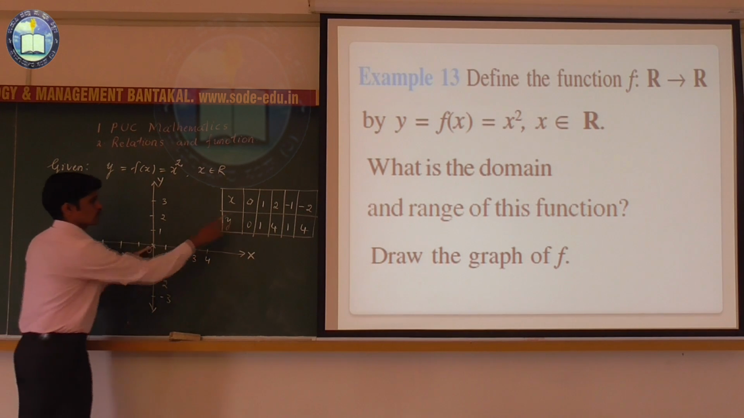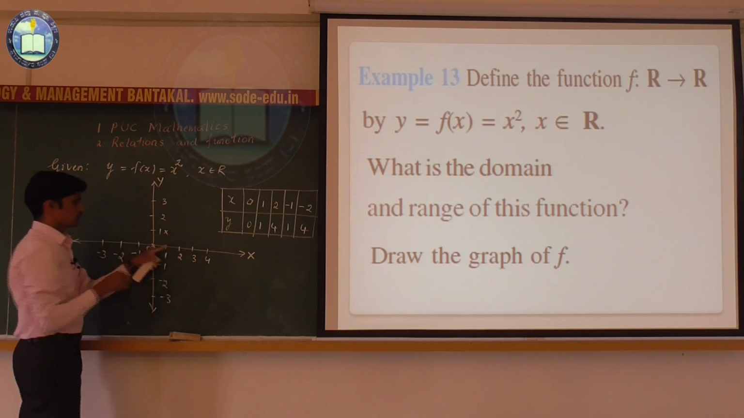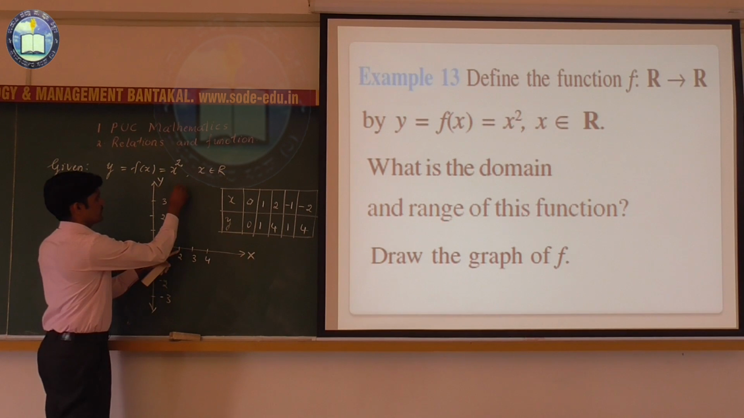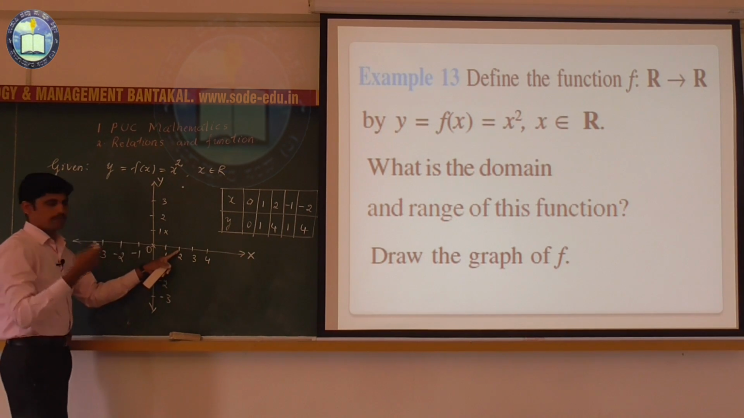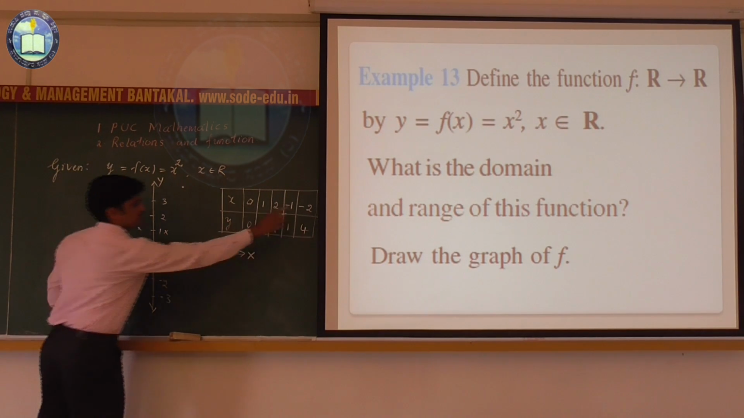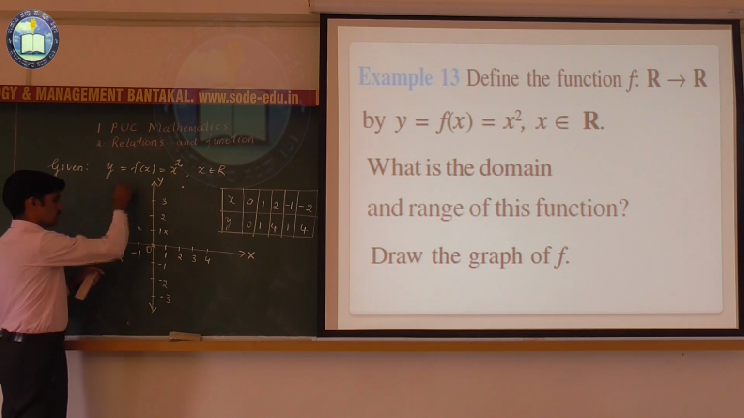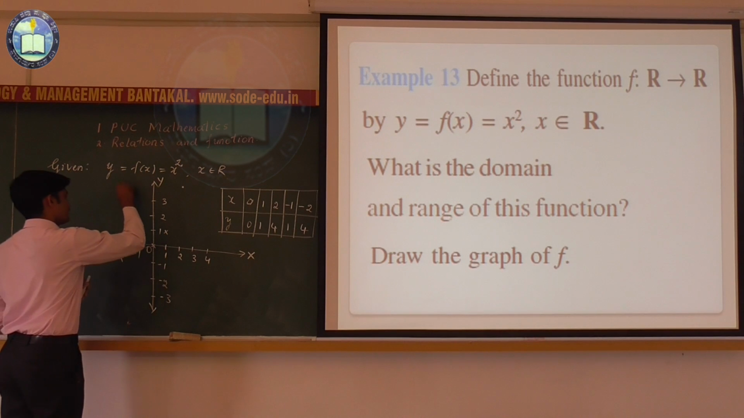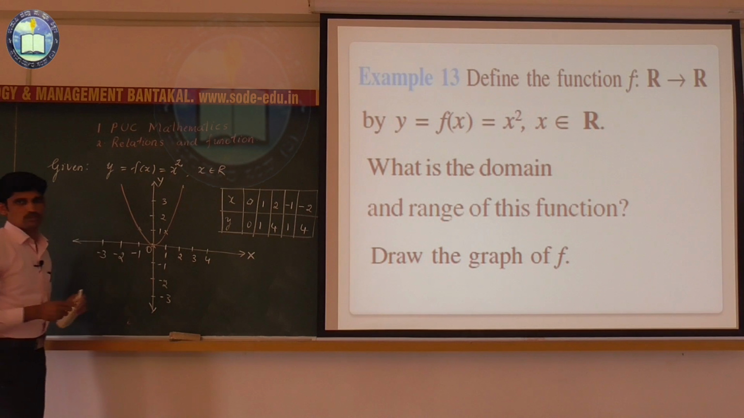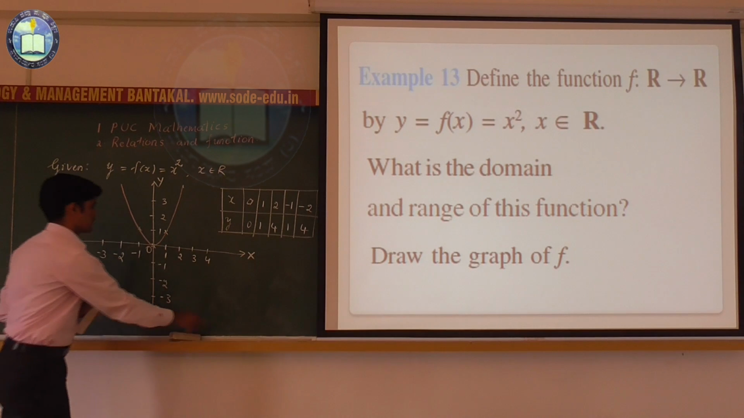When we give x is equal to 0, the value of y is also 0. When we give x equal to 1, the value of y is also 1. When we give x equal to 2, the value of y is 4. Now the function started increasing rapidly. When x is equal to minus 1, the value of y is 1. When x is equal to minus 2, the value of y is 4. Therefore, we can observe the graph of the function like this. And this is called a parabola that we are going to study in our first PUC syllabus.